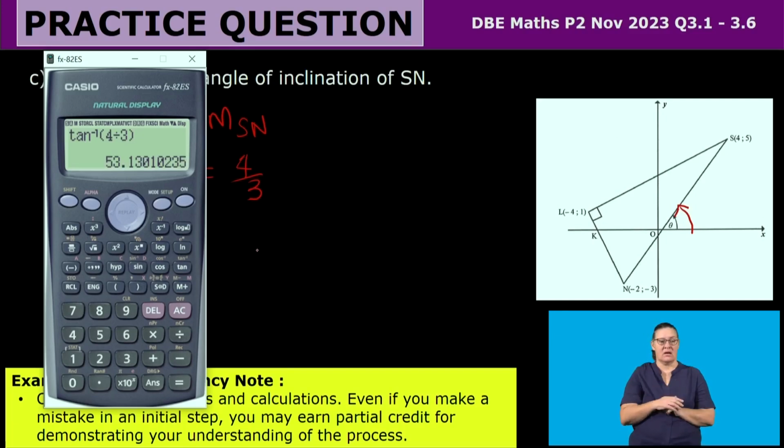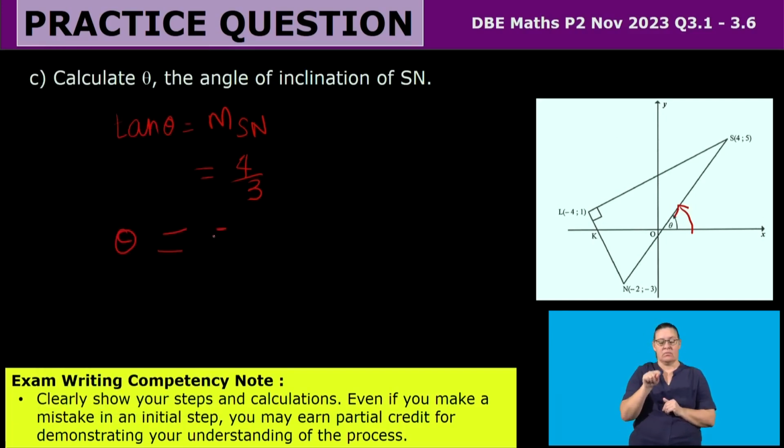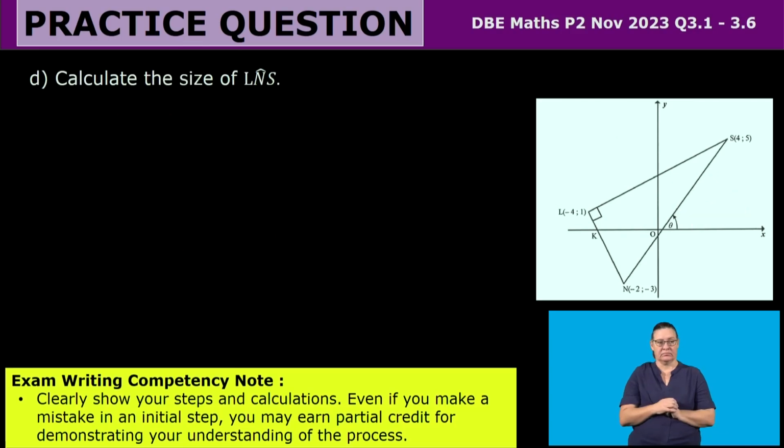And that's going to give us 53.13 degrees. Okay, so we've got that theta there is 53.13 degrees. Okay, let's move on to part D.